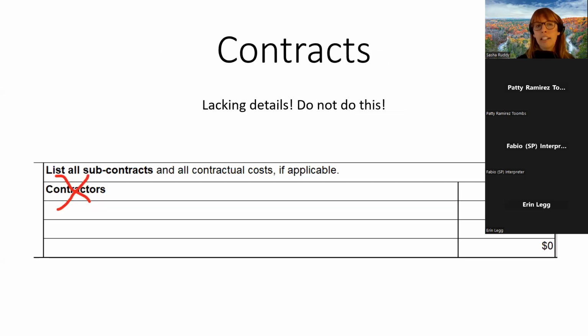And this next slide, this is something we don't want to see. So this organization just put contractors in there with an associated amount, but why? What are these contractors for? Who are they helping? What are they doing? So a lot of questions in terms of what was being done here. So it's lacking details. Please don't do this.